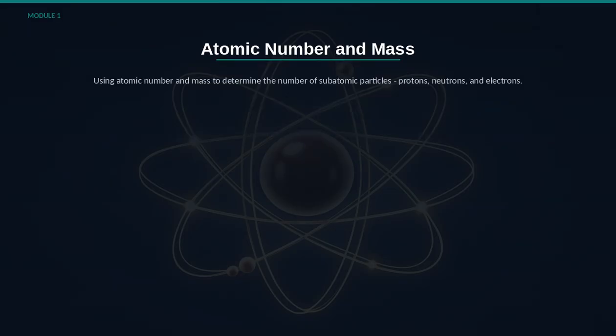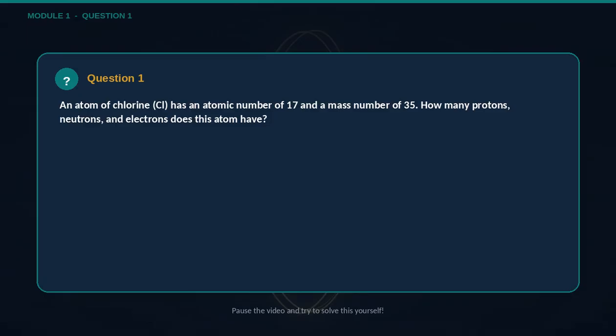First, let's look at atomic number and mass number. These two numbers tell us exactly what's inside each atom. Here's our first question. An atom of chlorine has an atomic number of 17 and a mass number of 35. How many protons, neutrons, and electrons does this atom have? Pause the video and try to work it out.